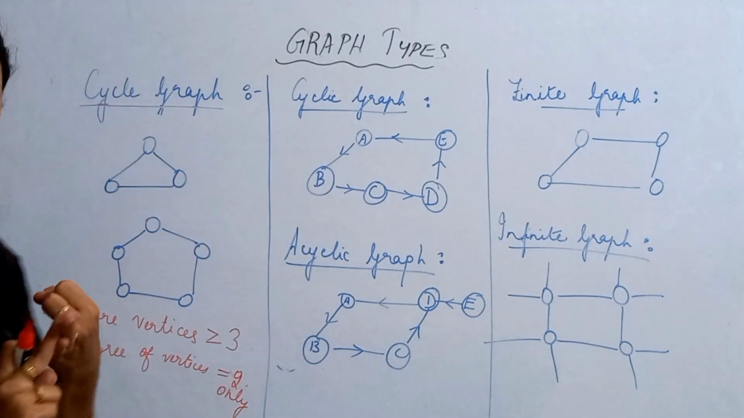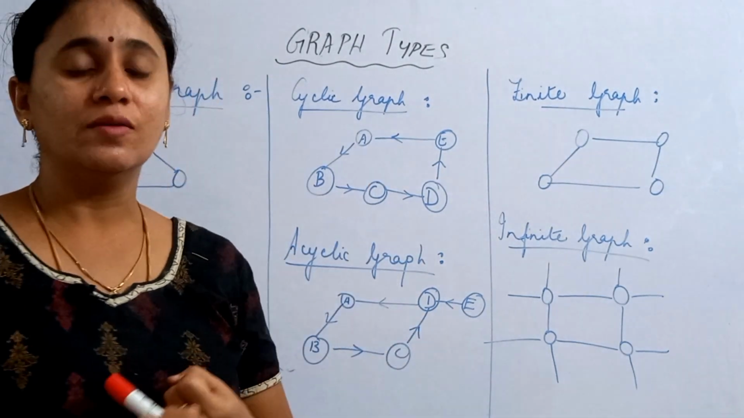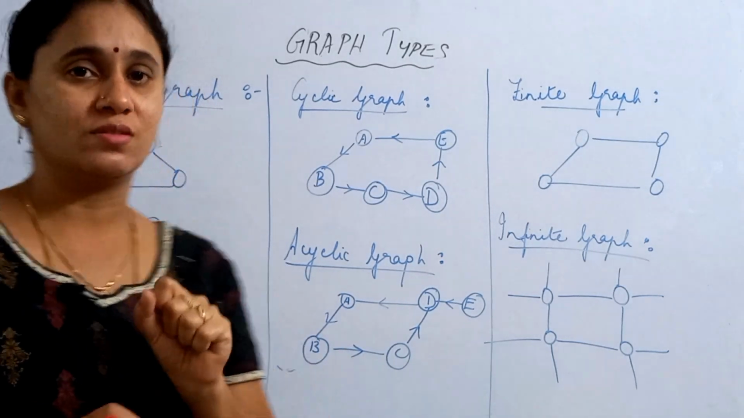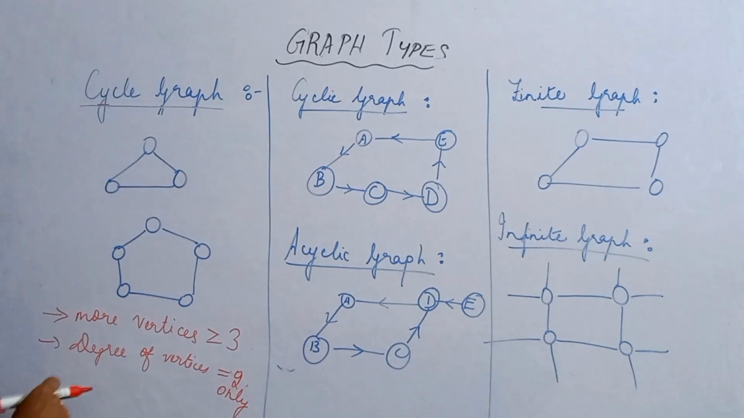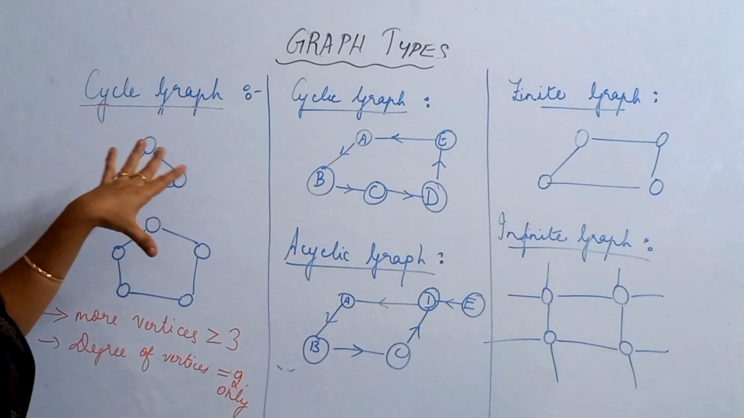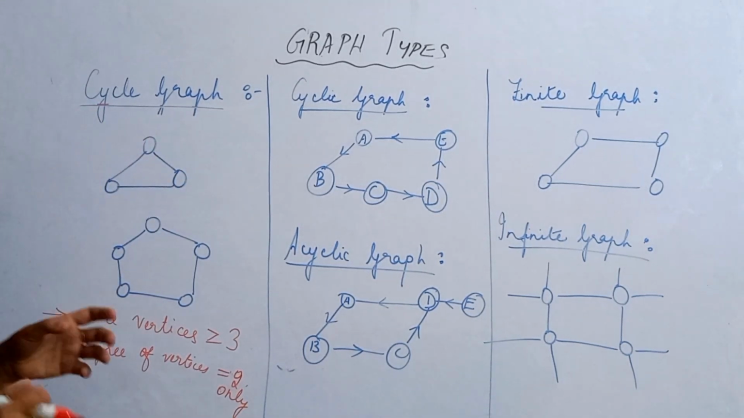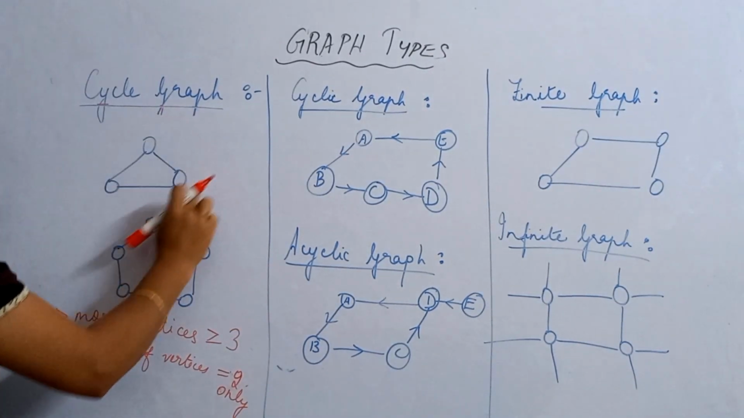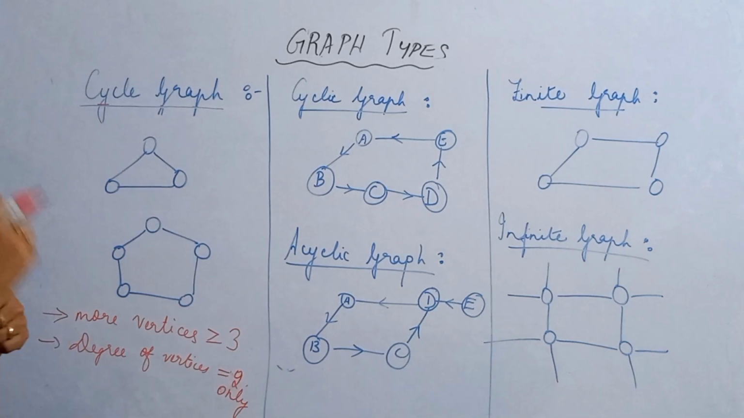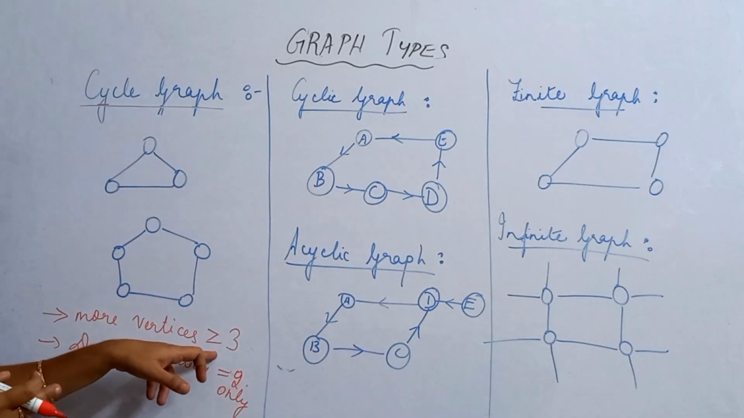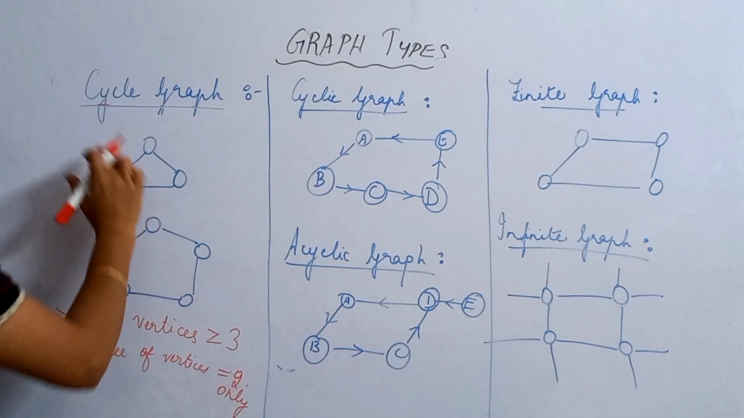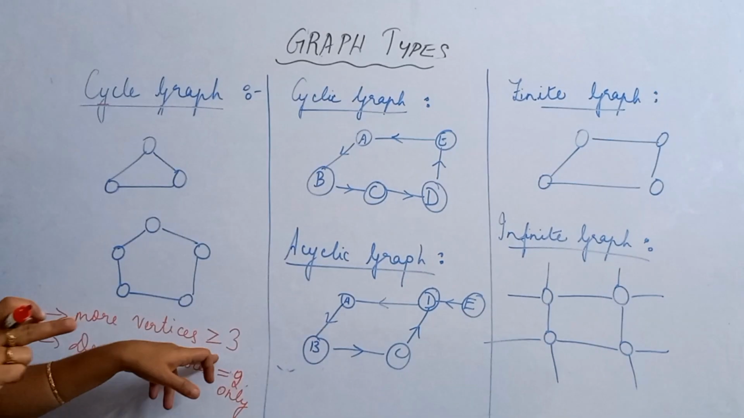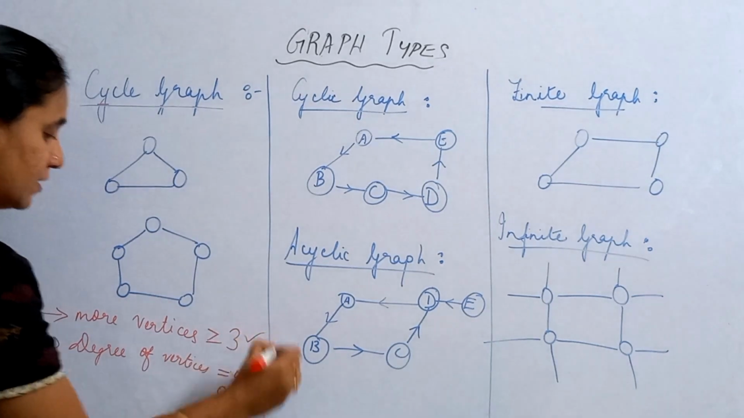Another condition is, while constructing the cycle graph, each vertex should have exactly 2 edges. If these two conditions are satisfied, then the graph is called a cycle graph. This is an example of a cycle graph. Here we have 3 vertices and 3 edges, so this condition is satisfied.